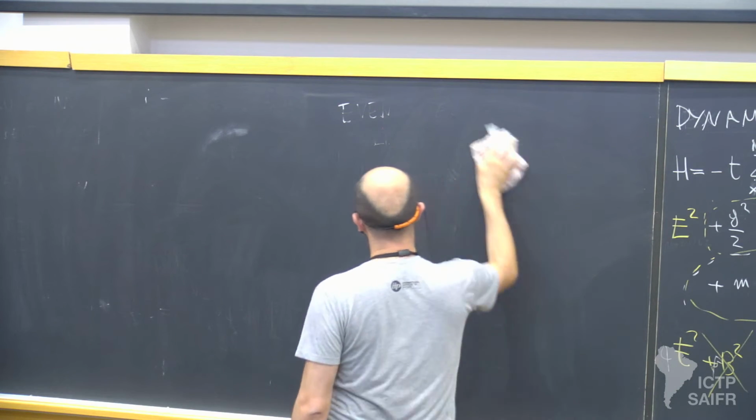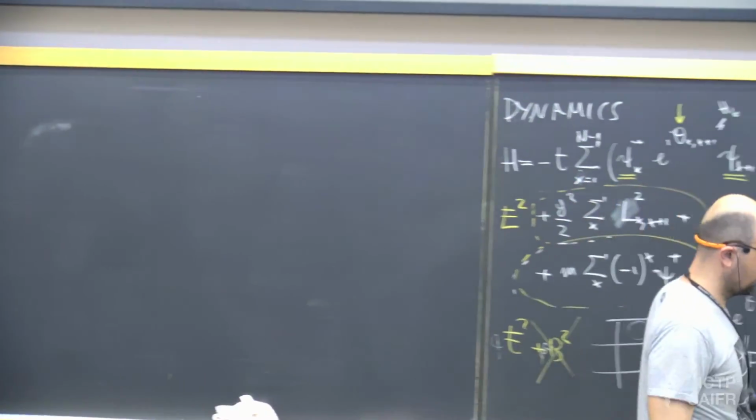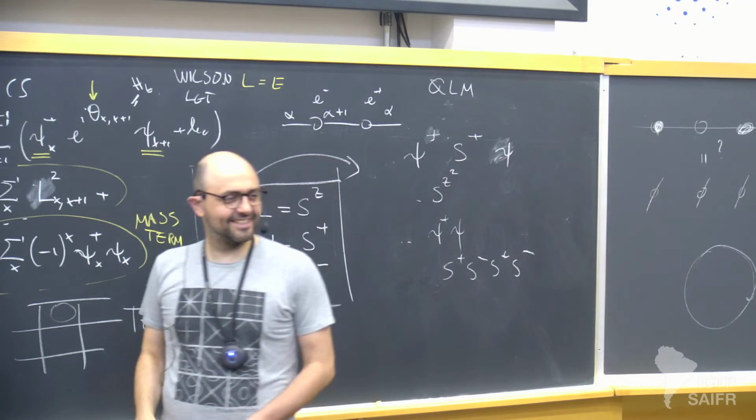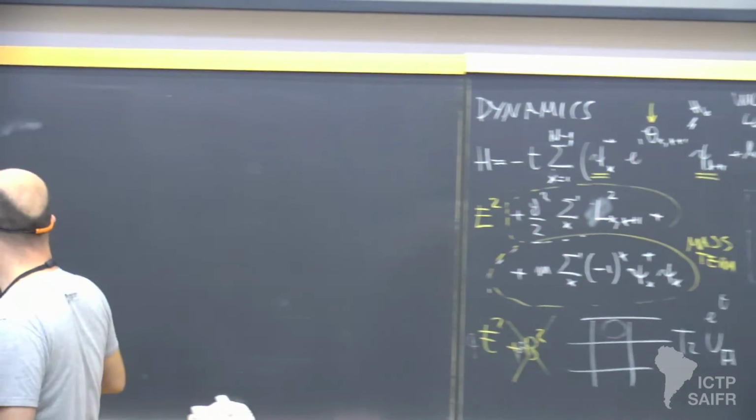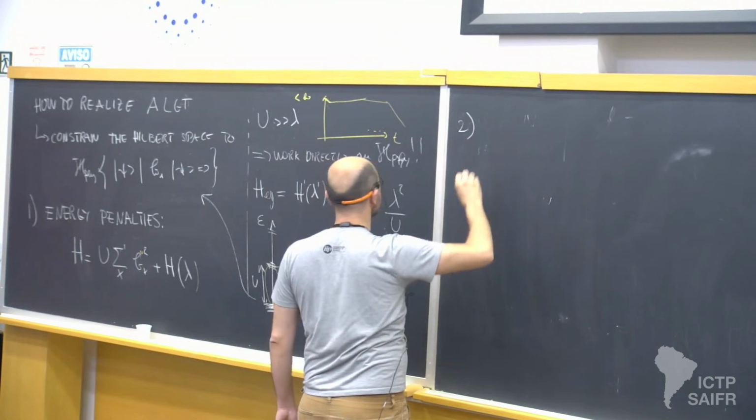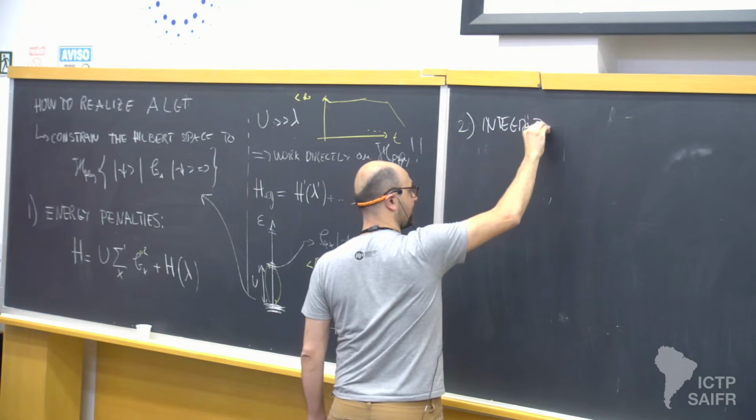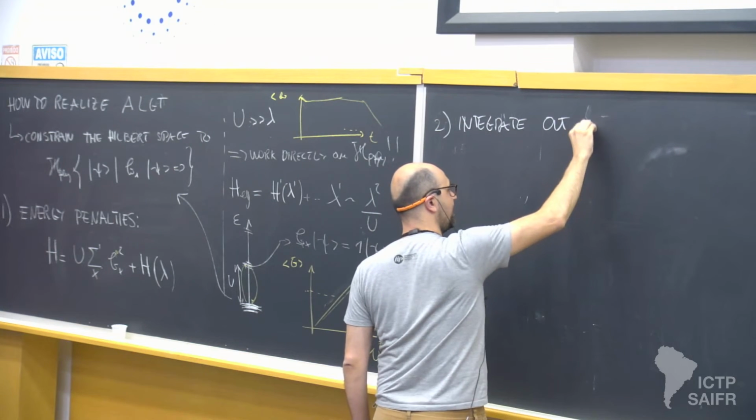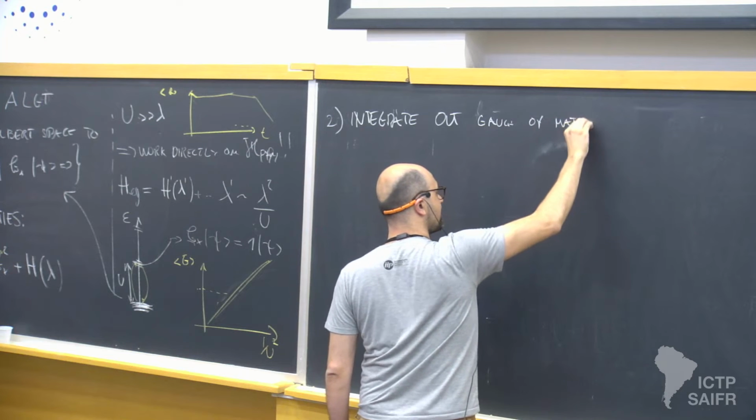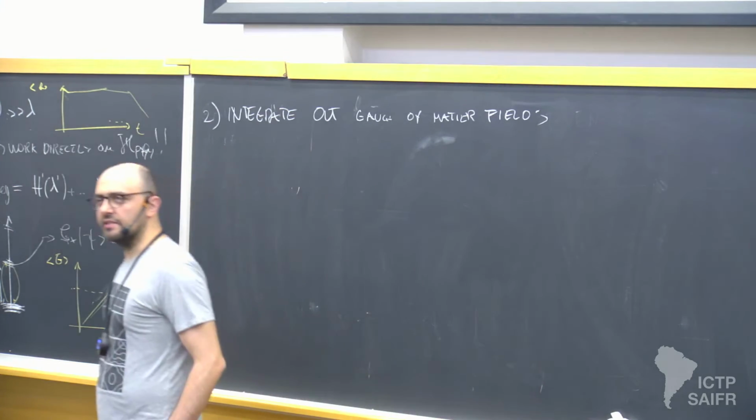Then, another method is actually to integrate out either the gauge or matter fields. And what does it mean? It is the following.